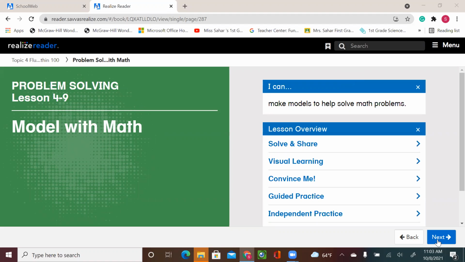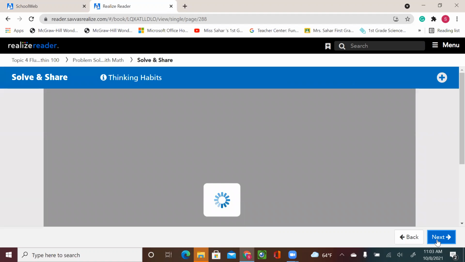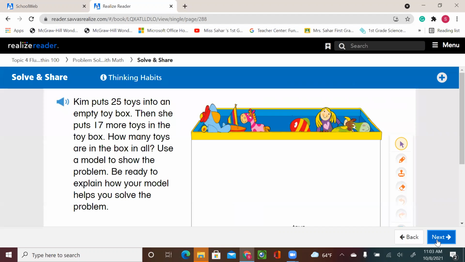Model with math. So for this lesson, you will be using all the strategies and all the different models that we use and learn to do our equation and add. So let's see what we have here.